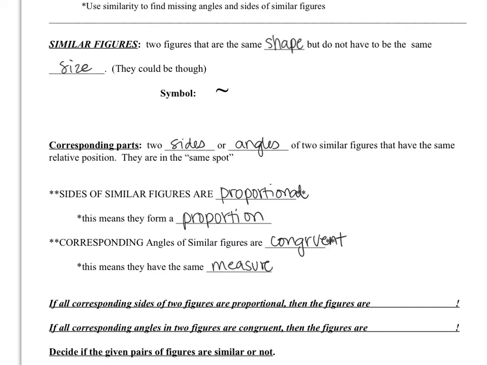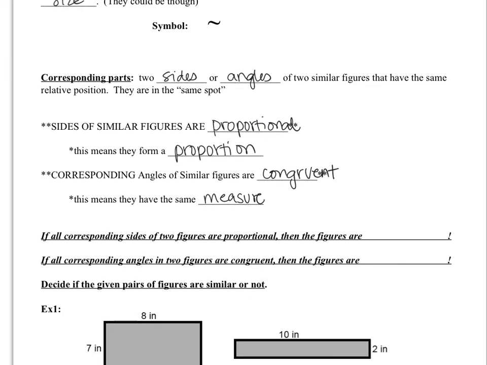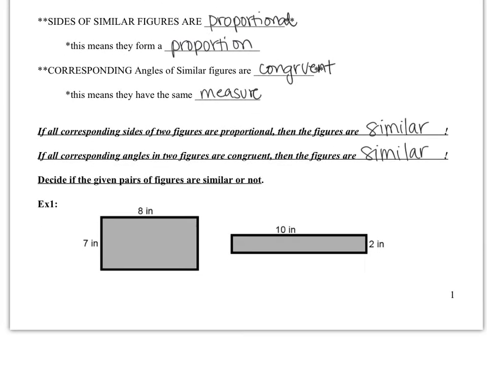So what all of this means is that our sides are going to be proportional, but our angles are going to be the same size in similar figures. If all the corresponding sides of two figures are proportional, then the figures are similar. And if all corresponding angles in two figures are congruent, then the figures are similar. So we can use angles or sides sometimes to help us determine if figures are similar.